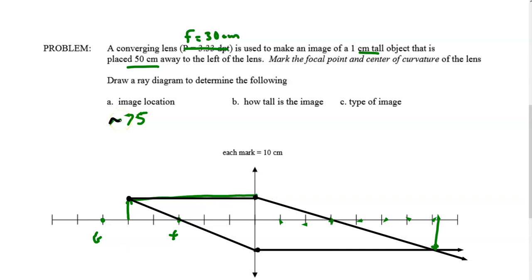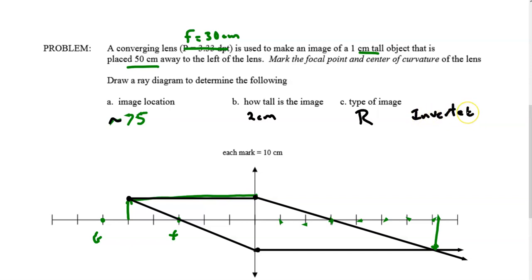Putting arrowheads and everything. How tall is the image? I don't know. The way I drew it, I'm going to say it's about 2 centimeters, where I started at 1, give or take. What type of image is it? It definitely looks real. I know it's real because light converged there, and it is inverted.